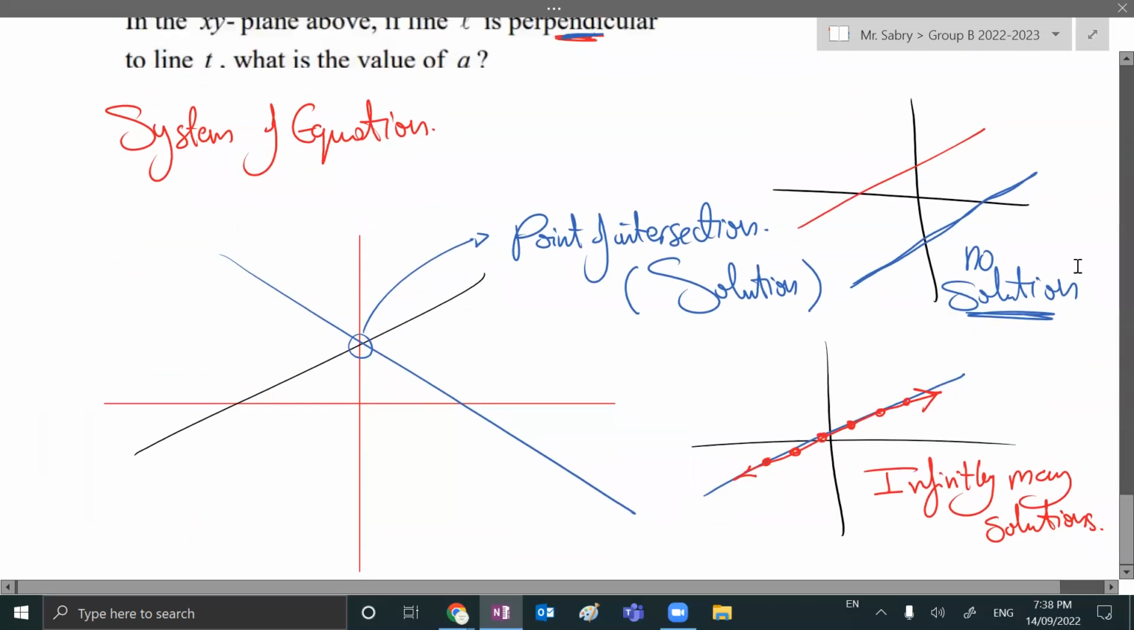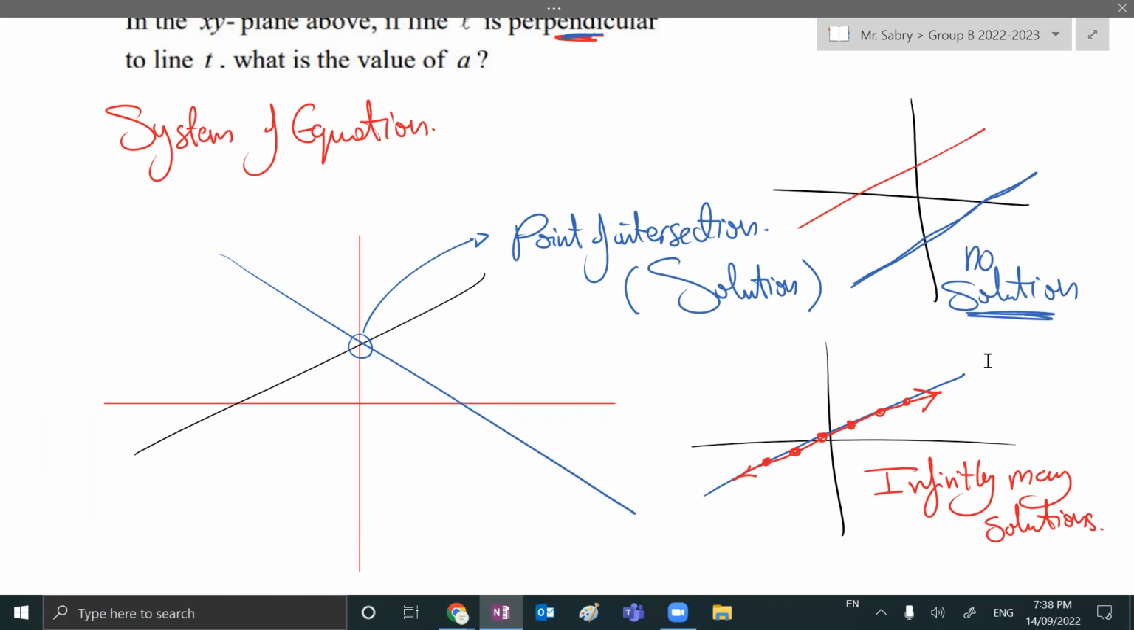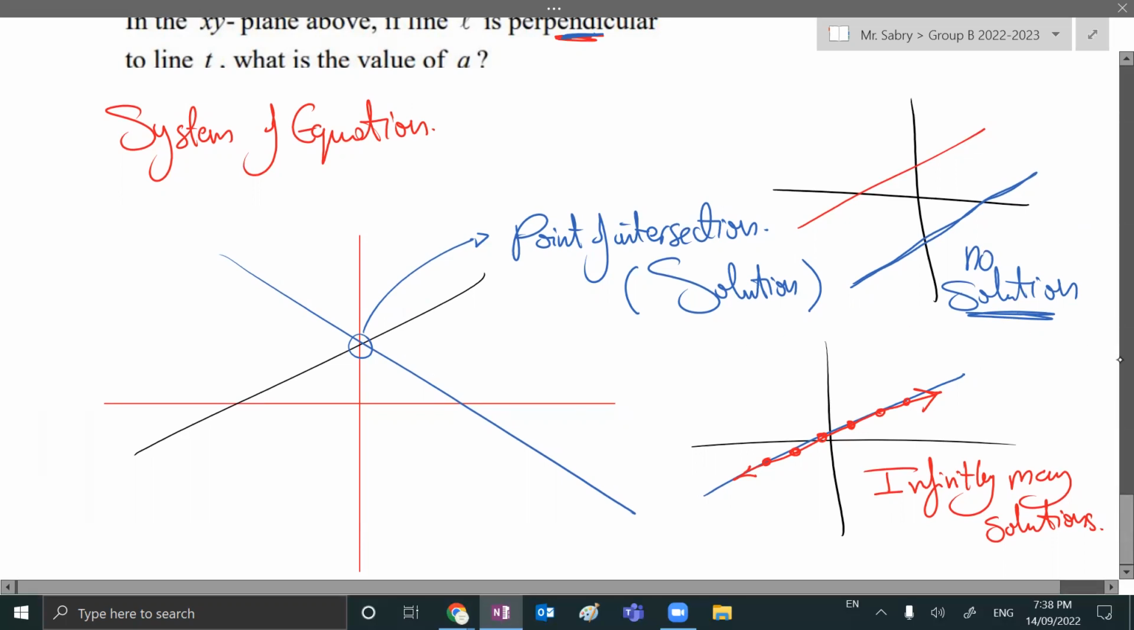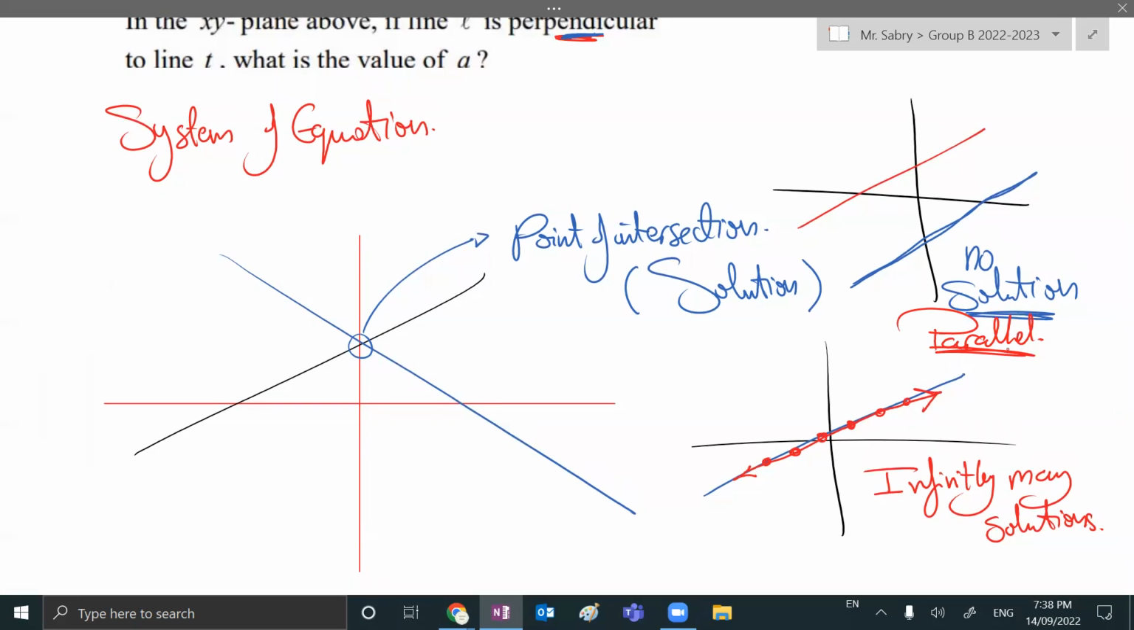But if the two lines actually have no solution, then there's no point of solving them. So when would two lines have no solution? If they are parallel to each other. In other words, if in any question they told you that there's a system that has no solution, that means the two lines are parallel.